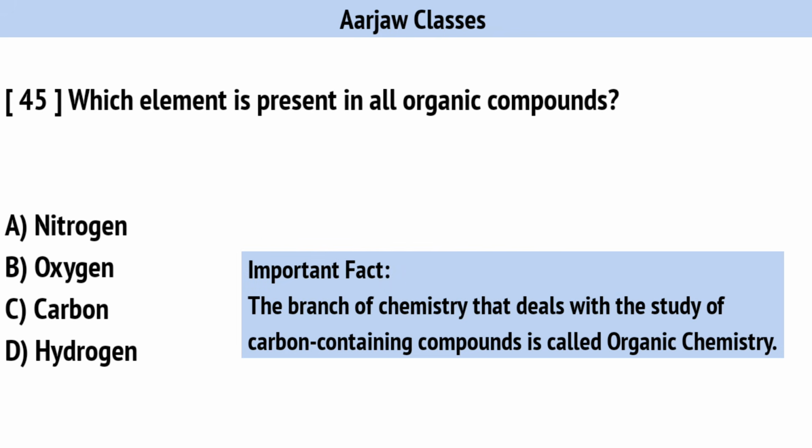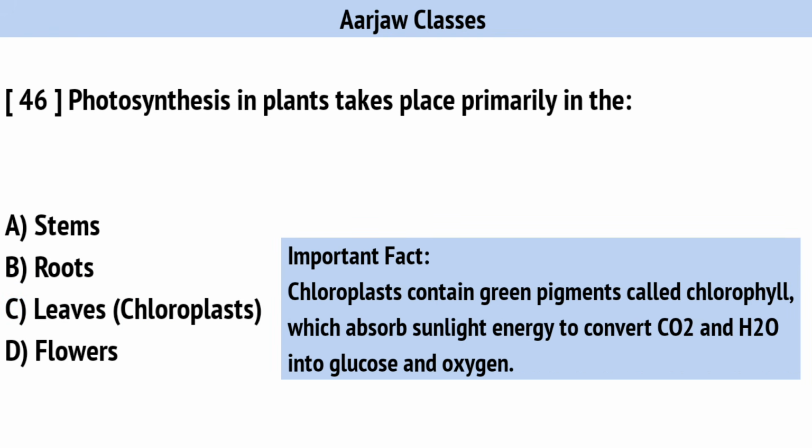Which element is present in all organic compounds? Correct option is C, carbon. Photosynthesis in plants takes place primarily in the? Correct option is C, leaves or chloroplasts.